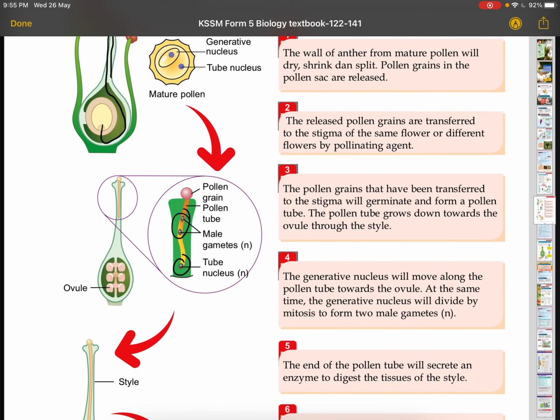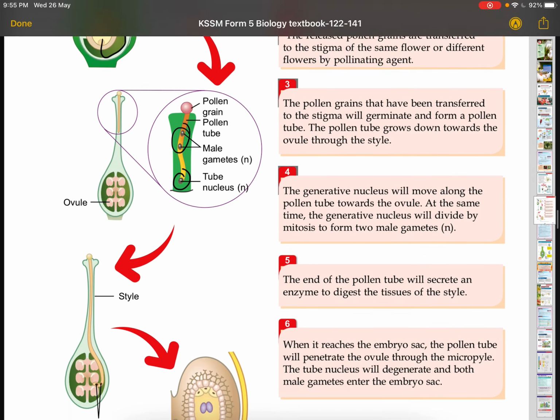So in this part, when it starts going down the style, when it starts generating the pollen tube, when it starts moving along the pollen tube, the generative nucleus will divide by mitosis. So it stays the same number, which is haploid. So it will produce 2 haploid male gametes.